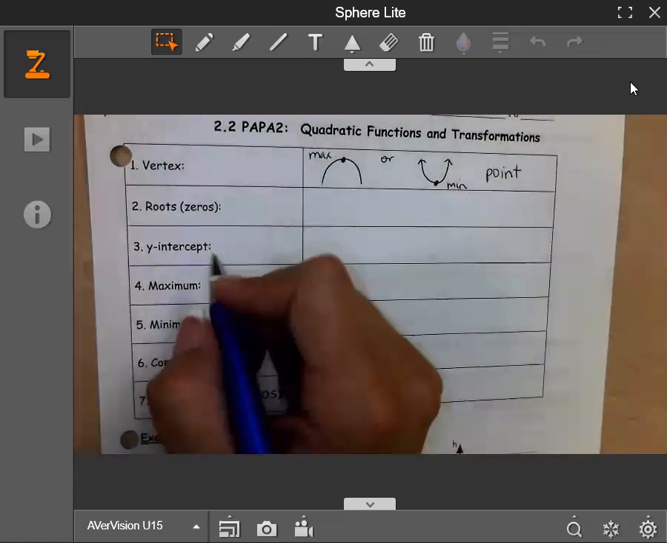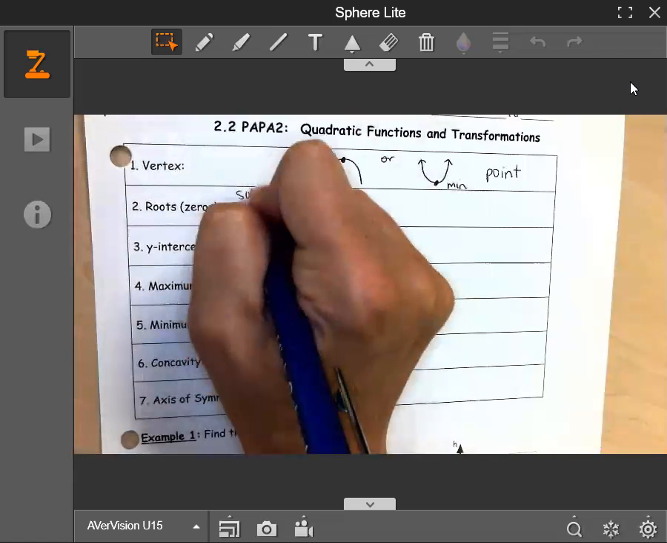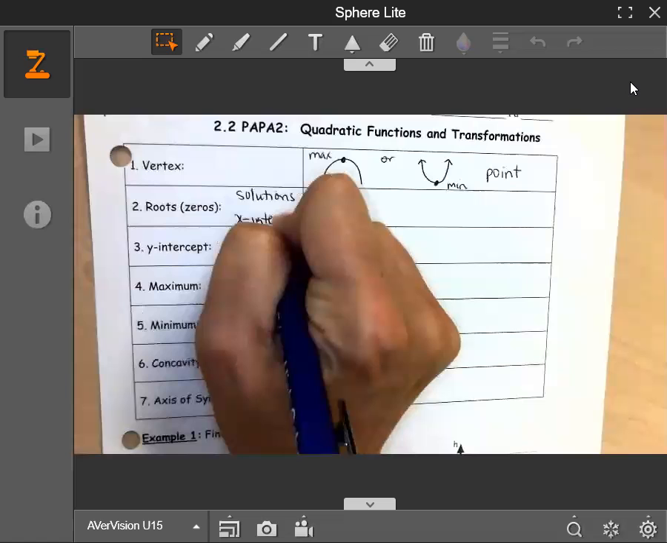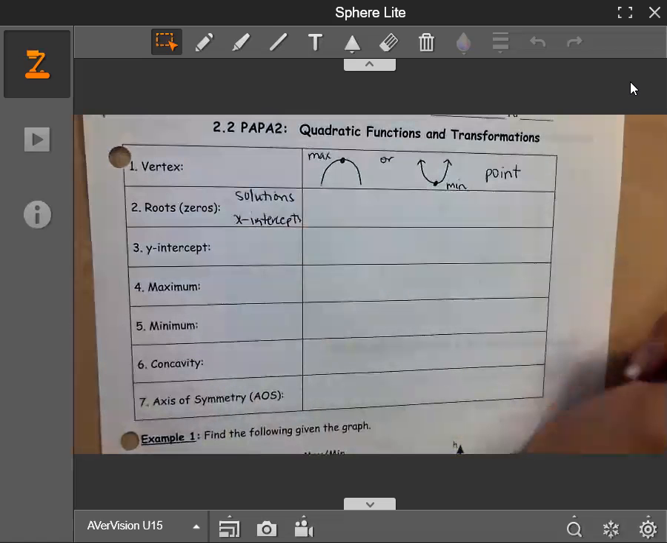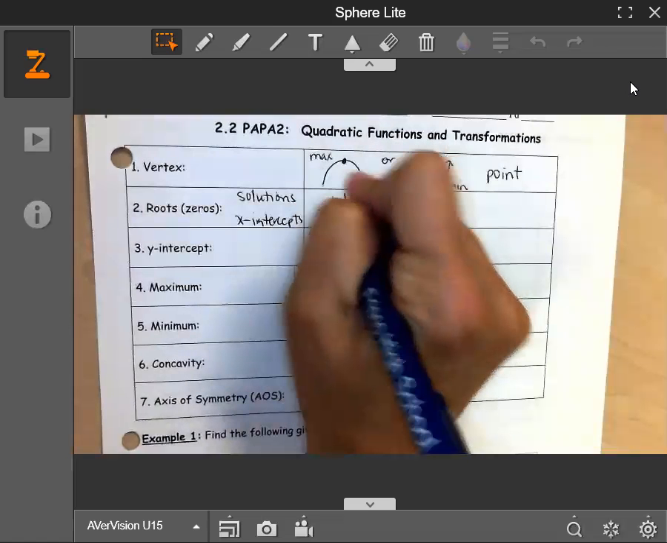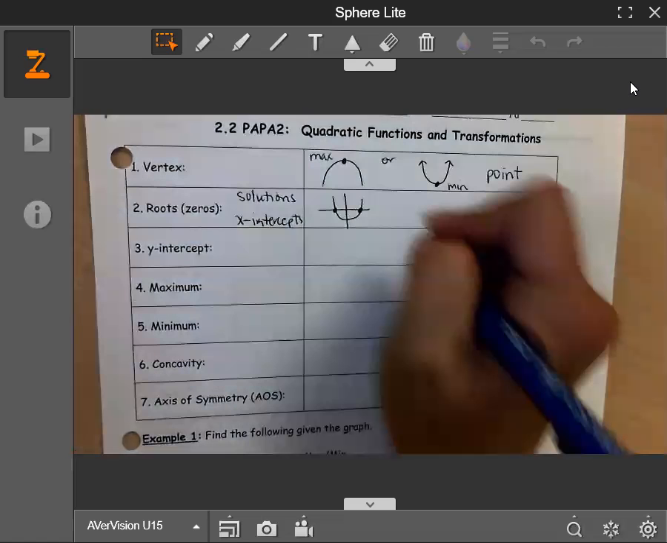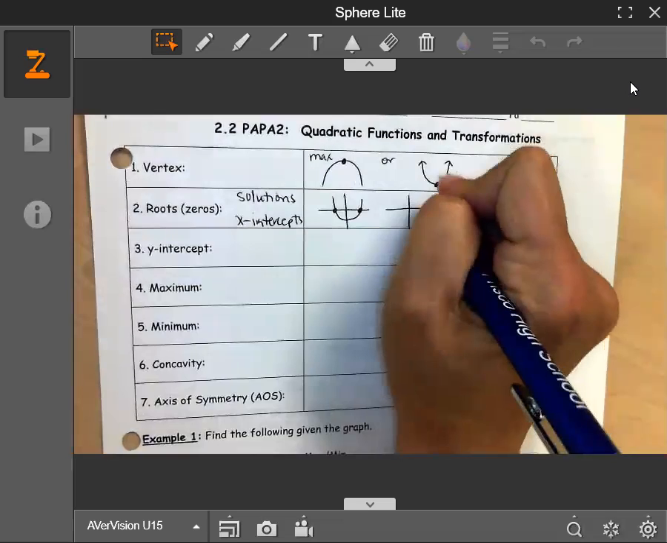Now the roots or zeros, and you'll hear them be called solutions or x-intercepts as well. Those are the points where it crosses the x-axis. So this point right here and this one. Those are your solutions or your x-intercepts or your roots. They are interchangeable, so you'll hear them called all of those. If the vertex was on the x-axis, it too would be a root, so it'd be a vertex and a root.